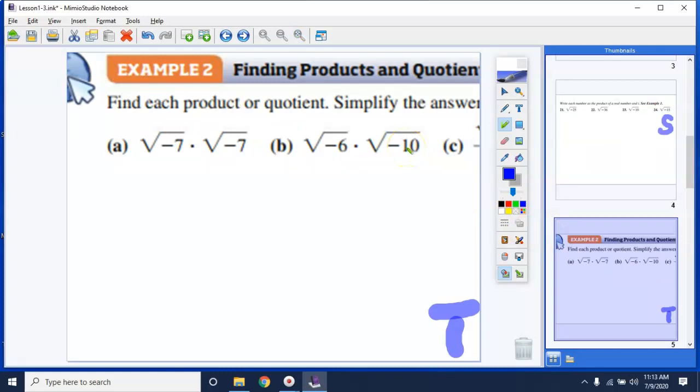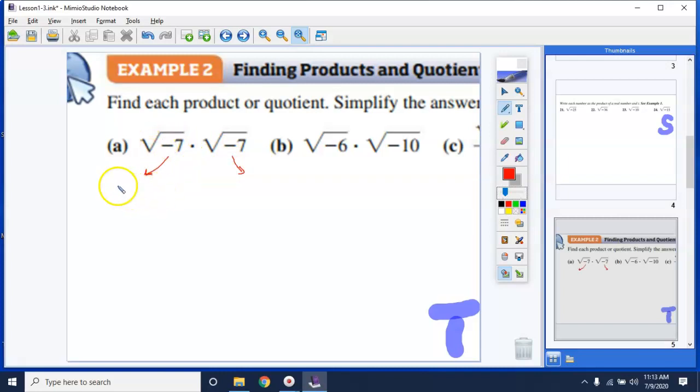In the second part of this lesson, we have some multiplication and division questions. So how do we multiply them? How do we divide them? On this one, I'm going to calculate this first, and then I'm going to multiply them.